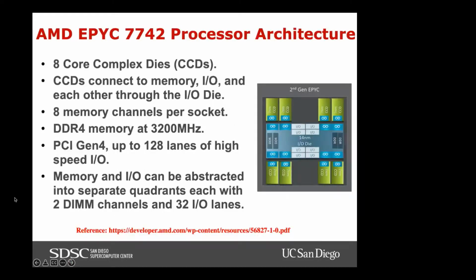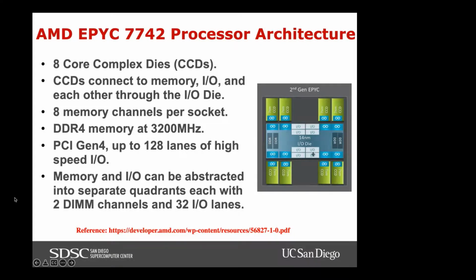Now, that can lead to some interesting issues because of the architecture. So let me talk about the AMD EPYC architecture on Expanse. This is one socket of Expanse, one of those AMD processors, which has 64 cores. That's broken up into 8 core complex dies, and each of these core complex dies has 8 cores in it. That's how you get to 64.